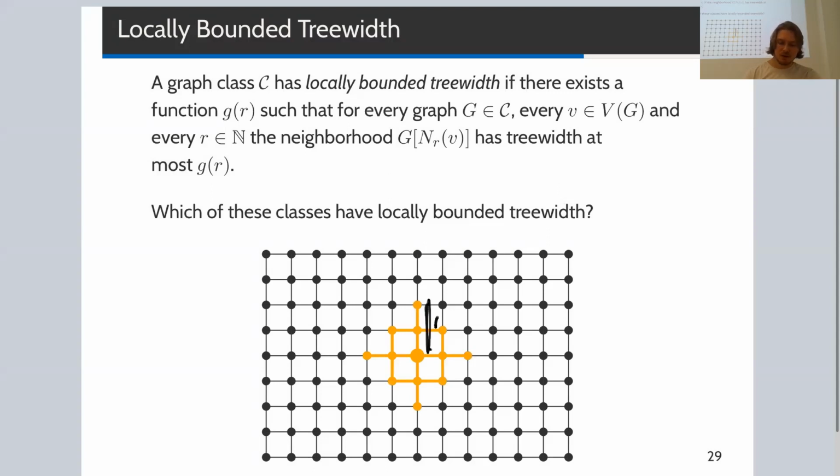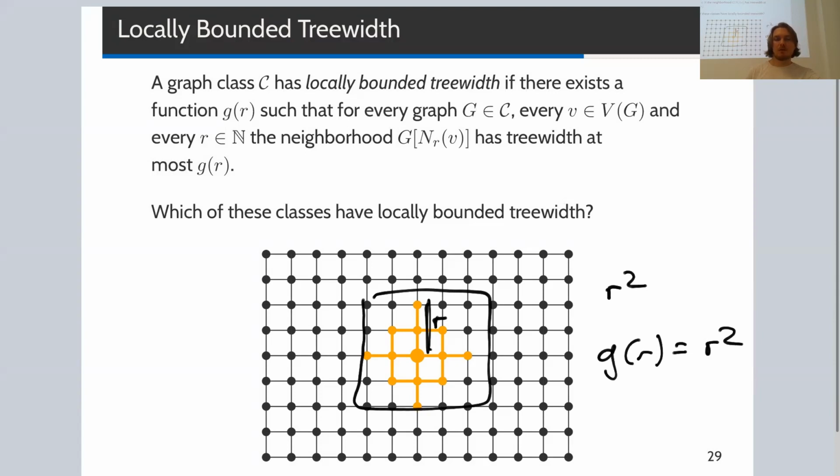So here, this is r, and we notice that this is contained in a subgrid with at most r squared vertices. So for a grid, you could set g(r) equal to r squared, because every r neighborhood contains only r squared vertices, and therefore the tree width is also only r squared. And actually, you can reduce this to g(r) equals r, because the tree width of an r by r grid is r. So this shows the class of all grids has bounded degree and therefore also locally bounded tree width. And you hopefully also notice that bounded degree implies locally bounded tree width.